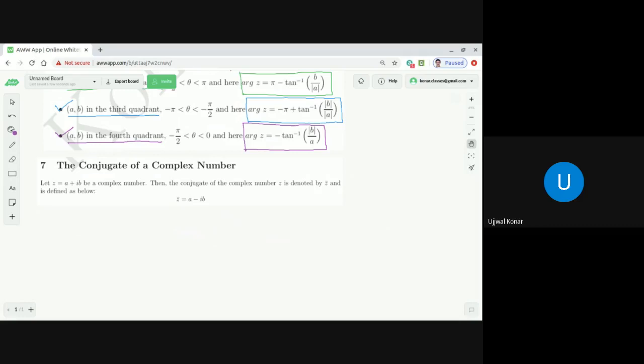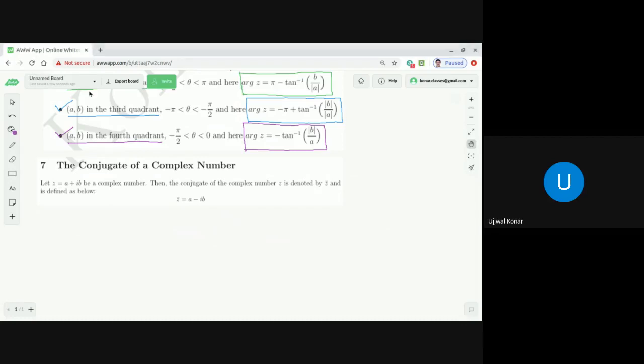If you recall, dear students, yesterday we discussed the conjugate of a complex number. We made a touch base of the conjugate. Here we define it formally, with this notation. Now, the next point we are going to discuss is called the multiplicative inverse of a complex number.